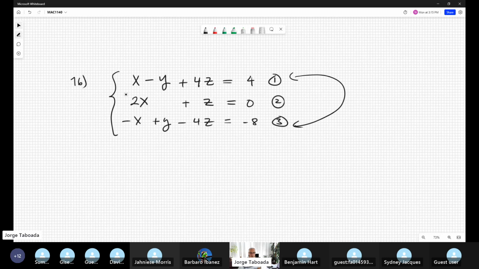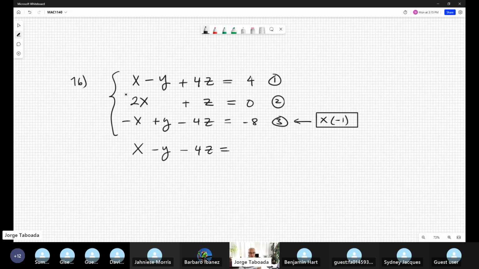Suppose that you take the equation 3. I don't want to do it this way, of course, but I try to dedicate at least 5 seconds to visualize the system, no? Before I write anything. If you take the equation 3, and multiply by negative 1, this equation 3, because we have x minus y minus 4z equal positive 8. And this is the thing, equation 3.